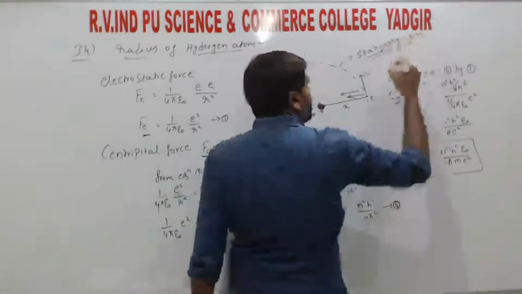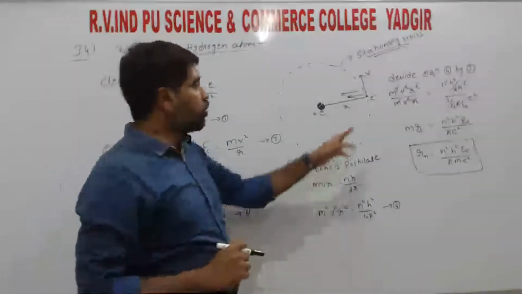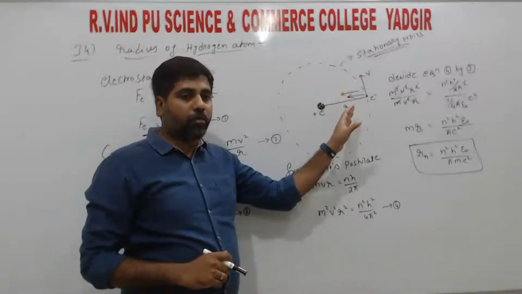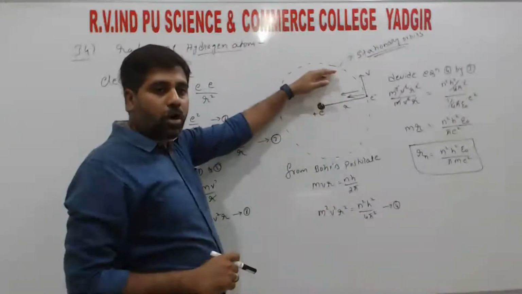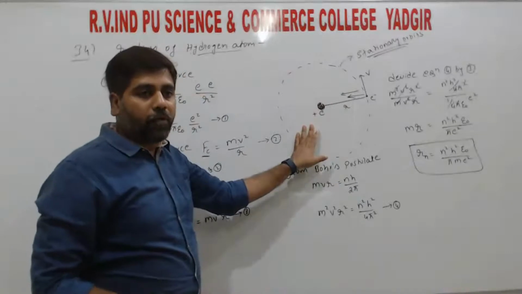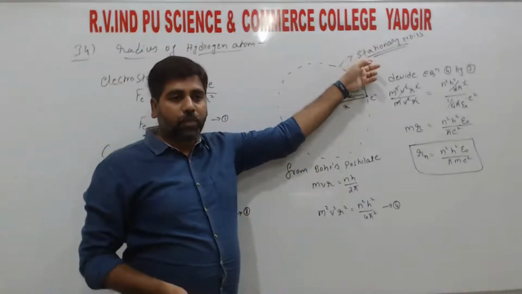So we have three Bohr's postulates. In the first postulate, the electron revolves around the nucleus in only the permitted orbits. Here we get a number of orbits, but out of all the orbits, the electron revolves only in the permitted ones. Such orbits we call stationary orbits.